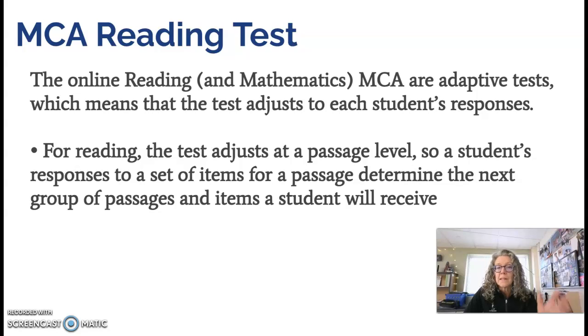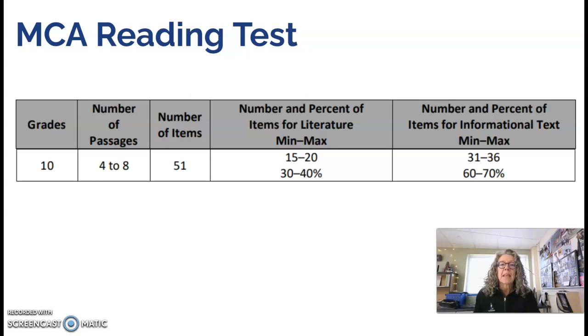So the reading test, as is the math, is called an adaptive test, which means that the test adjusts to your responses, okay? So what that means is at a passage level, like you're reading a passage and you respond to it, the next passage you get is based on how you did on the passage that you just finished, if that makes any sense. In general, these are not in stone, but at 10th grade, there are typically somewhere from 4 to 8 different passages for a total of around 51 items.